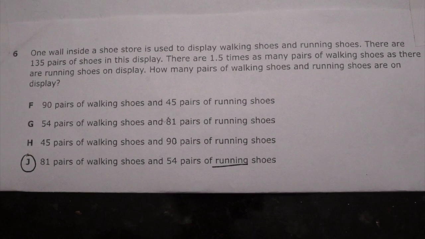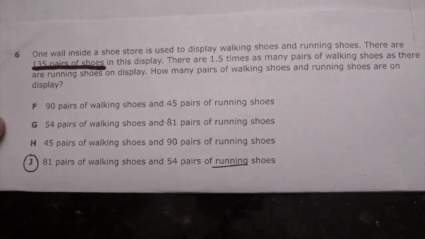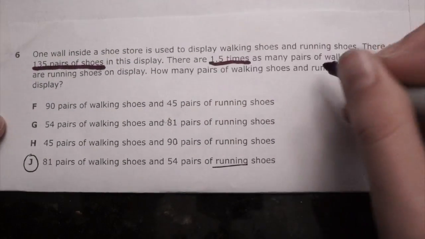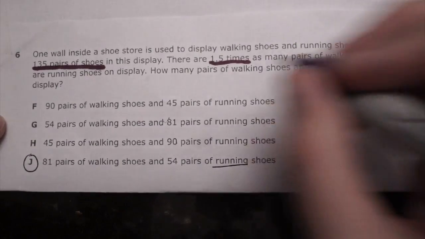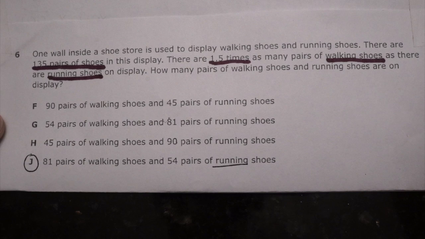One wall inside a shoe store is used to display walking shoes and running shoes. There are 135 pairs of shoes in this display. There are 1.5 times as many pairs of walking shoes as there are running shoes on display. How many pairs of walking shoes and running shoes are on display?